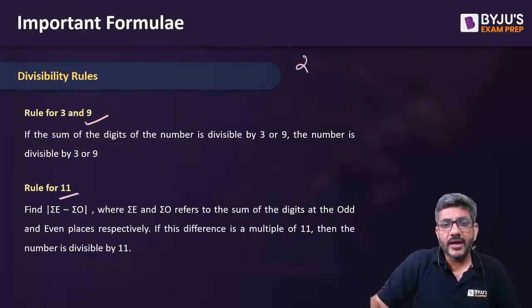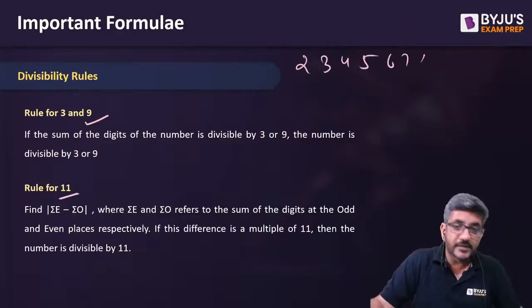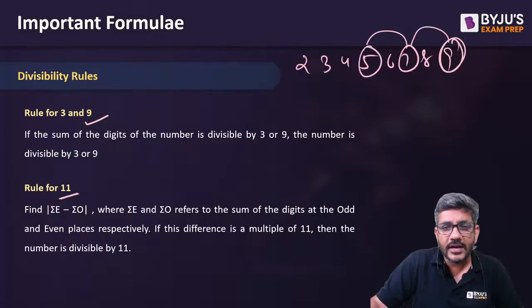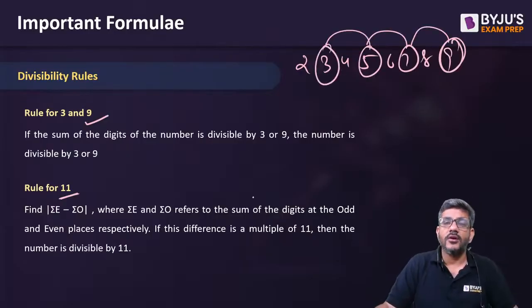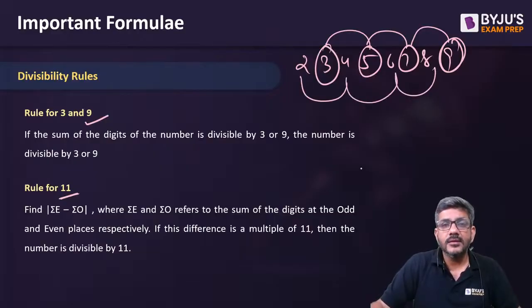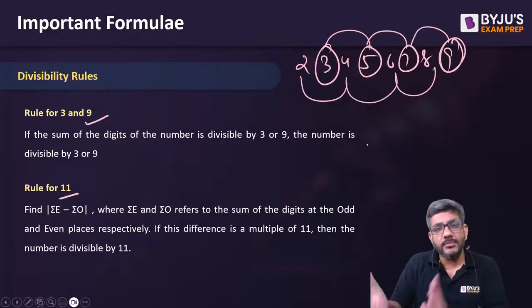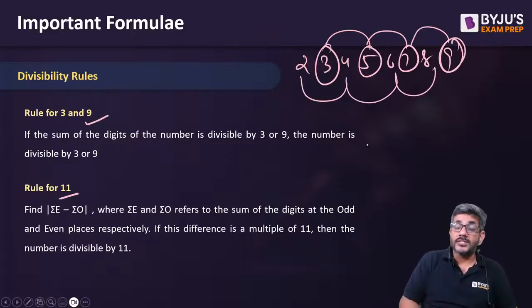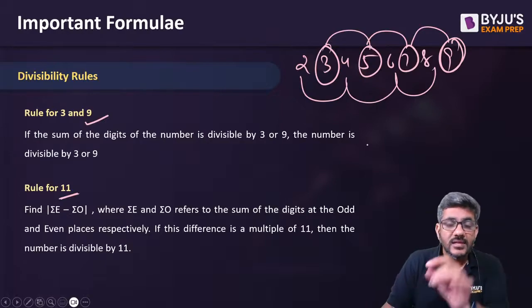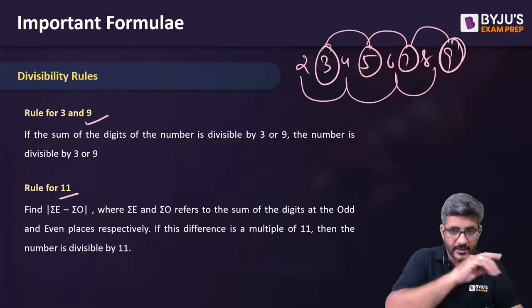Rule of 11: if I have a number like 2, 3, 4, 5, 6, 7, 8, the rule of 11 says start from the end and add all the alternate digits, and subtract all the remaining digits. If that difference is divisible by 11, the number is divisible by 11. Otherwise, whatever difference you get, the same will give you the remainder by 11.